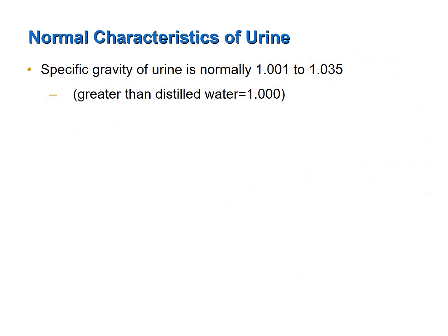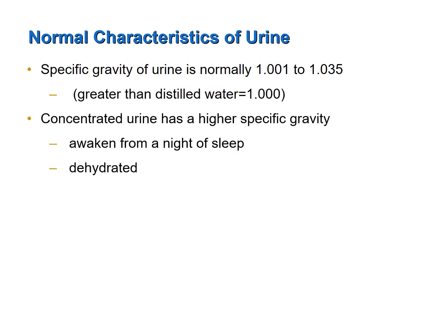Another indication of hydration is the specific gravity of urine. Specific gravity is a measure of solute concentration. Typically, the specific gravity of urine is greater than that of distilled water. Distilled water, of course, is essentially pure water and would have a specific gravity of 1.000. Urine typically is greater than the specific gravity of distilled water because it's water with some solutes dissolved in it. A concentrated urine would have a higher specific gravity.